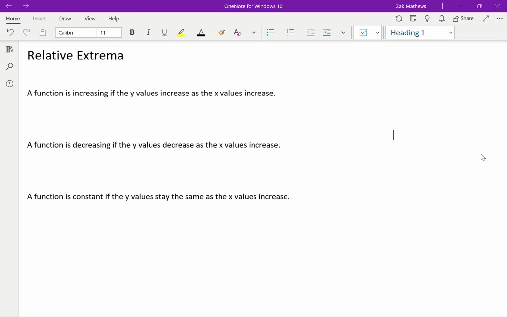In this video, I'm going to talk about relative extrema. Now to do that, I'm going to have to define a couple other terms first. So we're going to look at what it means for a function to be increasing, decreasing, and constant. It's a relatively simple term, so we'll start with increasing.